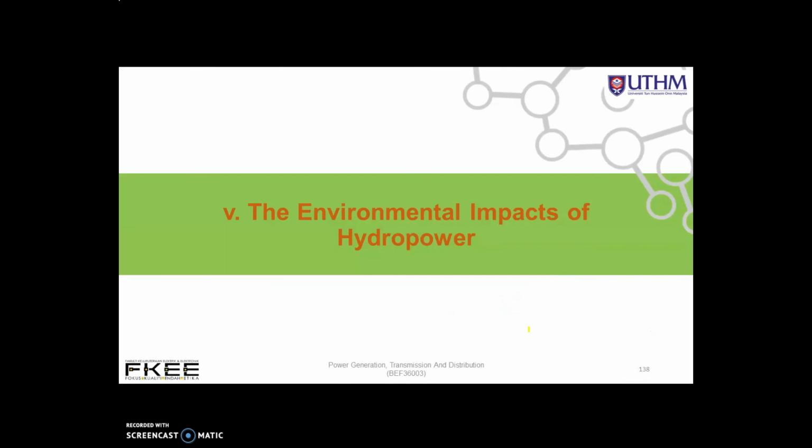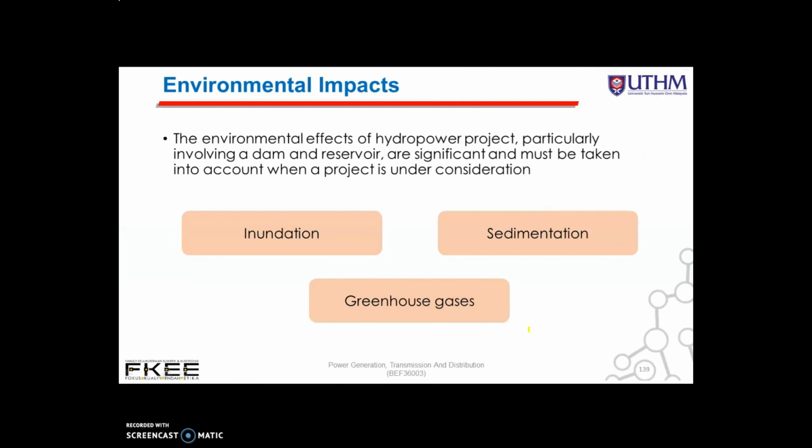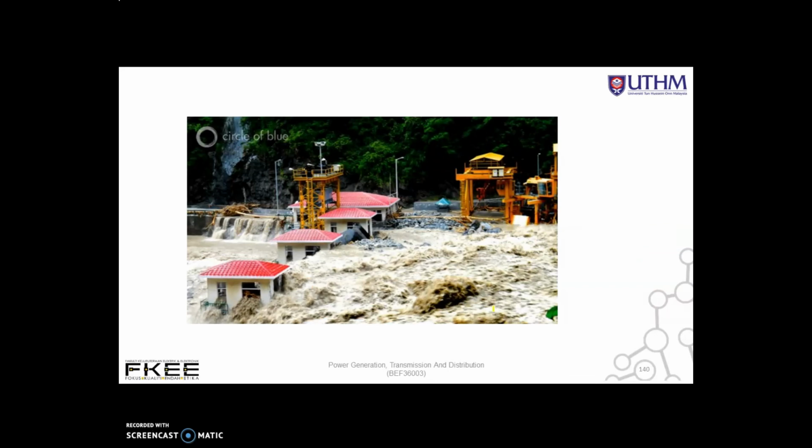Okay, next is the environmental impacts of hydropower. We have three types of environmental effects of a hydropower project, particularly one involving a dam and reservoir, which are significant and must be taken into account when a project is under consideration. These are the inundation, the sedimentation, and also the greenhouse gases. So these are the three environmental impacts of a hydropower project.